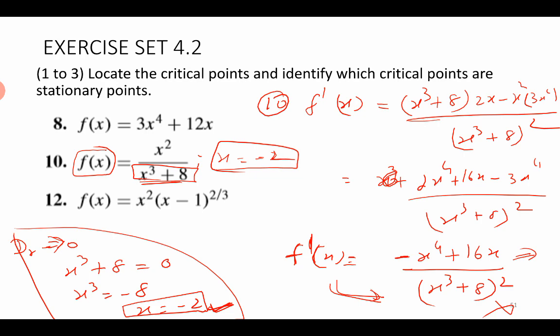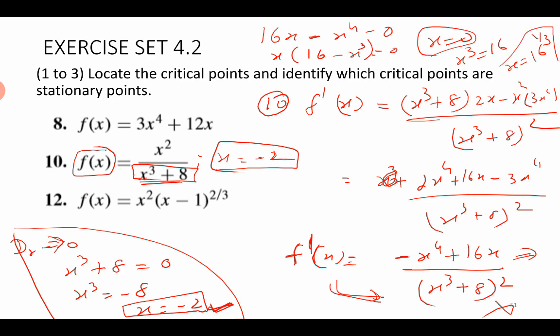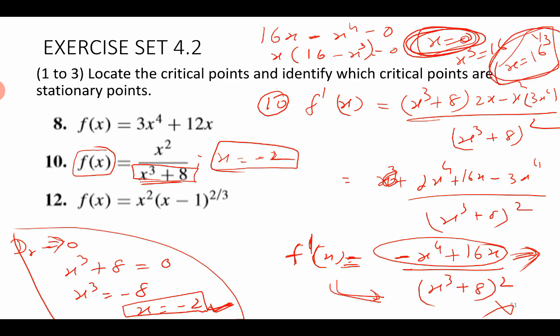What is it? The numerator is 0, 16x minus x power 4 is 0. Take x outside. This is 16 minus x cube is 0. So this gives x is 0 or x cube is 16. X cube is 16 gives x is 16 to the power 1 by 3. So there are two values, x equal to 0 and x equal to 16 to the power 1 by 3, at which the first derivative is 0. When you take the numerator to 0, you get stationary points. Every stationary point is a critical point, so these two are stationary points and of course critical points.